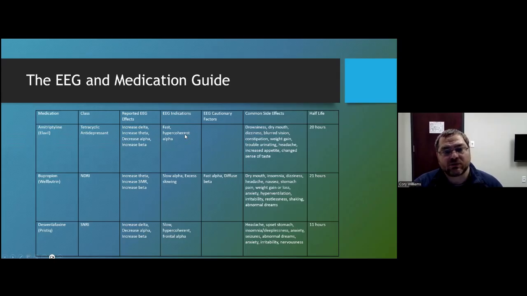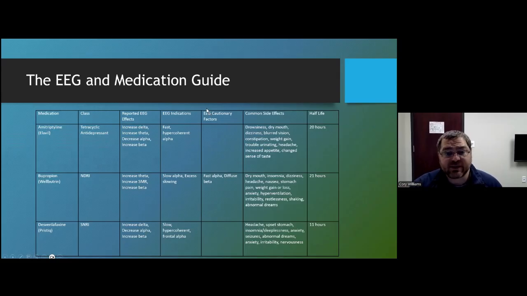Now, some people who have this EEG feature may take this medication and still have it not work. That's the nature of medication. There's always a little bit of trial and error. But what this can do is help limit or cut down on some of that trial and error, okay? So when we see this EEG feature, we start to think about this medication or this class of medication.